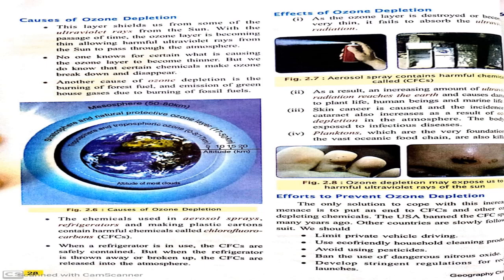So you can see here, when the ozone layer fails, what will happen? There will be an increased amount of ultraviolet radiation reaching the earth. Till now, the ozone layer was blocking the ultraviolet rays, but if it fails to absorb the ultraviolet radiation, there will be an increase of ultraviolet radiation reaching the earth, and it would cause damage to life on the earth: to the plants, to the human beings, and to the marine life.